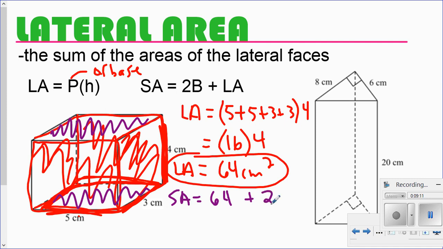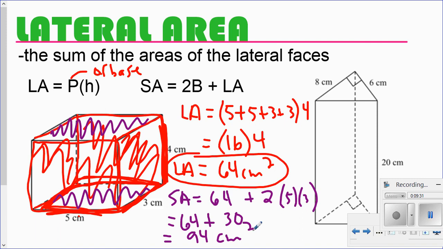Well, the base is 5 by 3. So 2 times 5 times 3. We're going to add on to 64, and 2 times 5 is 10, times 3 is 30. And when I add 64 and 30, I get 94 centimeters squared. And that is the surface area. Notice that's the same answer we got earlier when we thought about the net and got all the areas and added them together. This is a little bit quicker, a little bit easier.